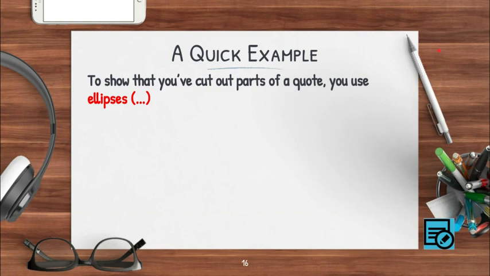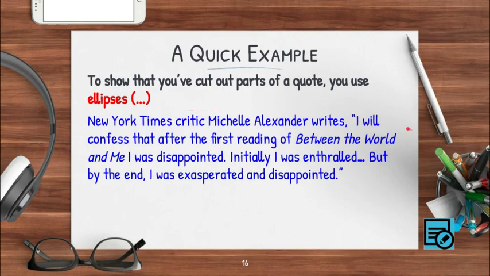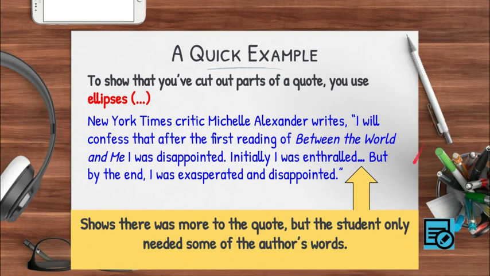Going off of that example, to show that you've cut out parts of a quote, you use what are called ellipses, or the three dots. So in this case, just like we did before, the ellipses would be here to show that that extra material got cut out, right? Initially, I was enthralled, ... but by the end, I was exasperated and disappointed. Again, those ellipses are supposed to signal to the reader that there was more to the quote, but the student only needed some of the author's words.